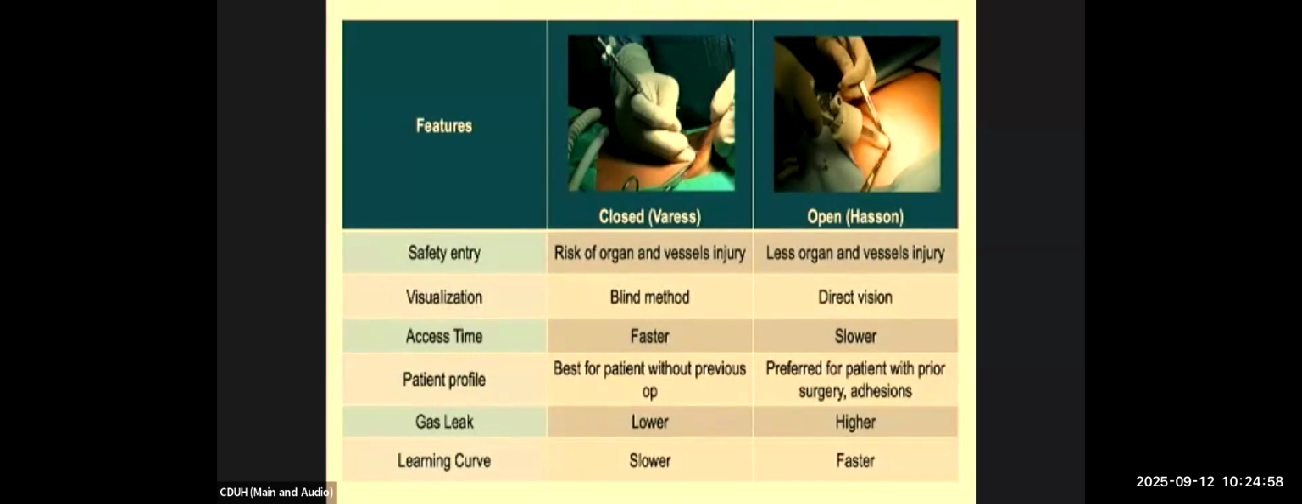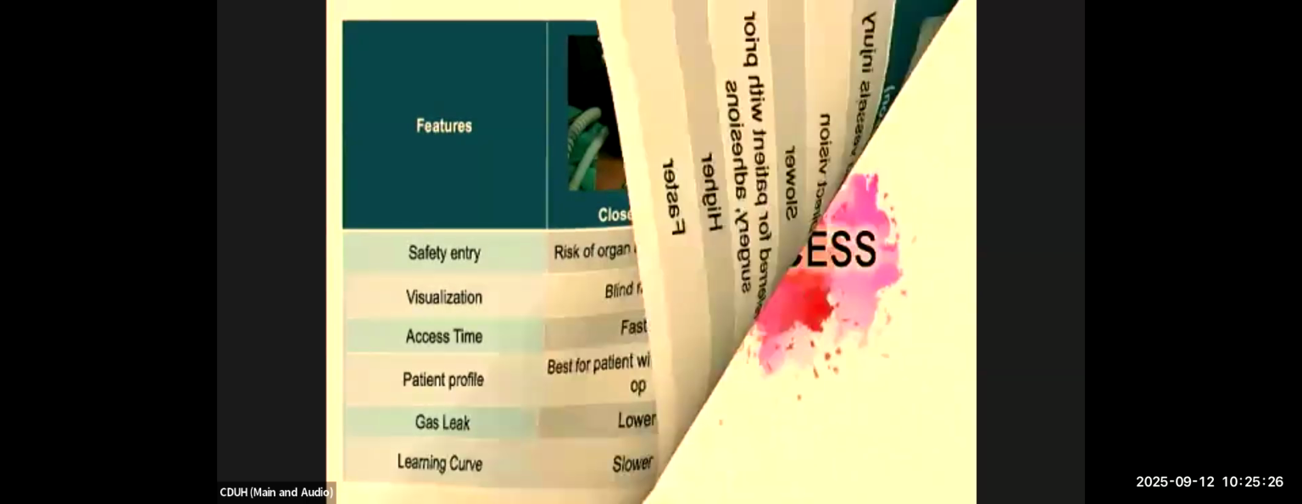For patient profile, the closed method is best used for patients without any previous operation, whereas the open method can be used for any patient. Gas leak for the closed method is very minimal, whereas for the open method it is slightly higher. The learning curve for the closed method is steeper, because you must know how to do it properly, whereas the open method is slightly easier, because you can do it faster since we access the abdomen directly. Next is the working port access.